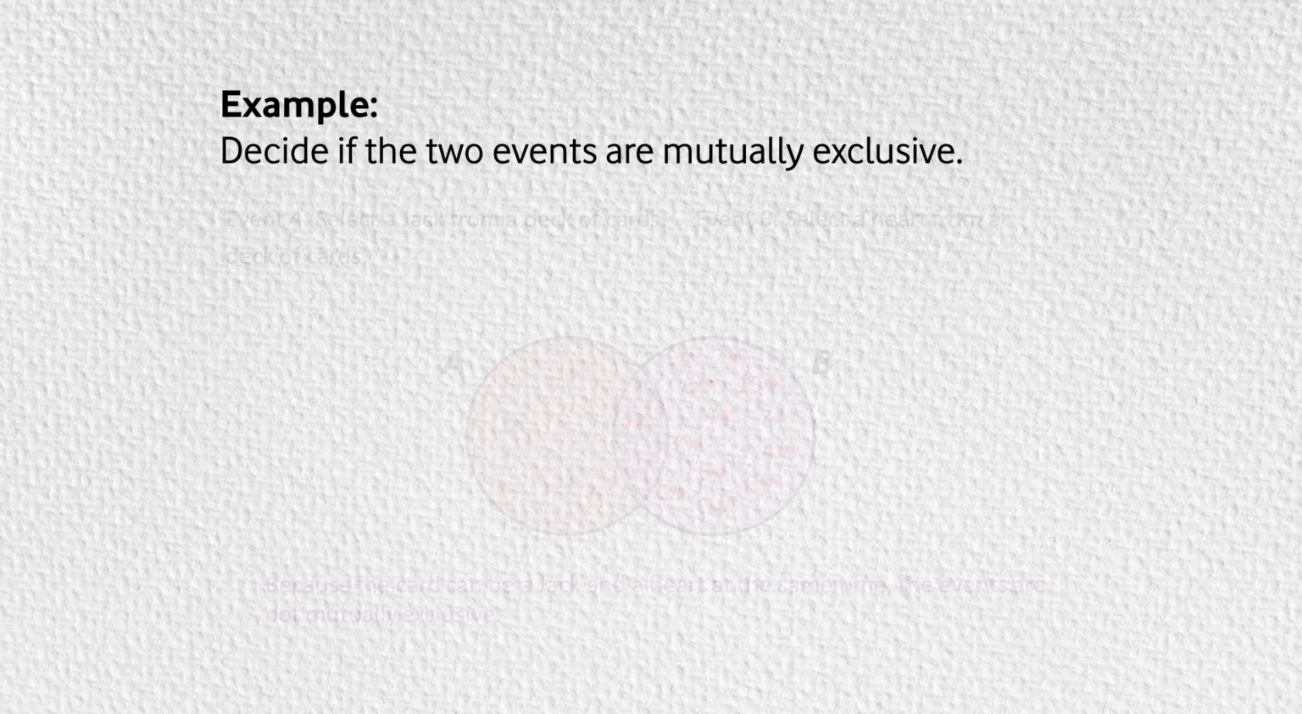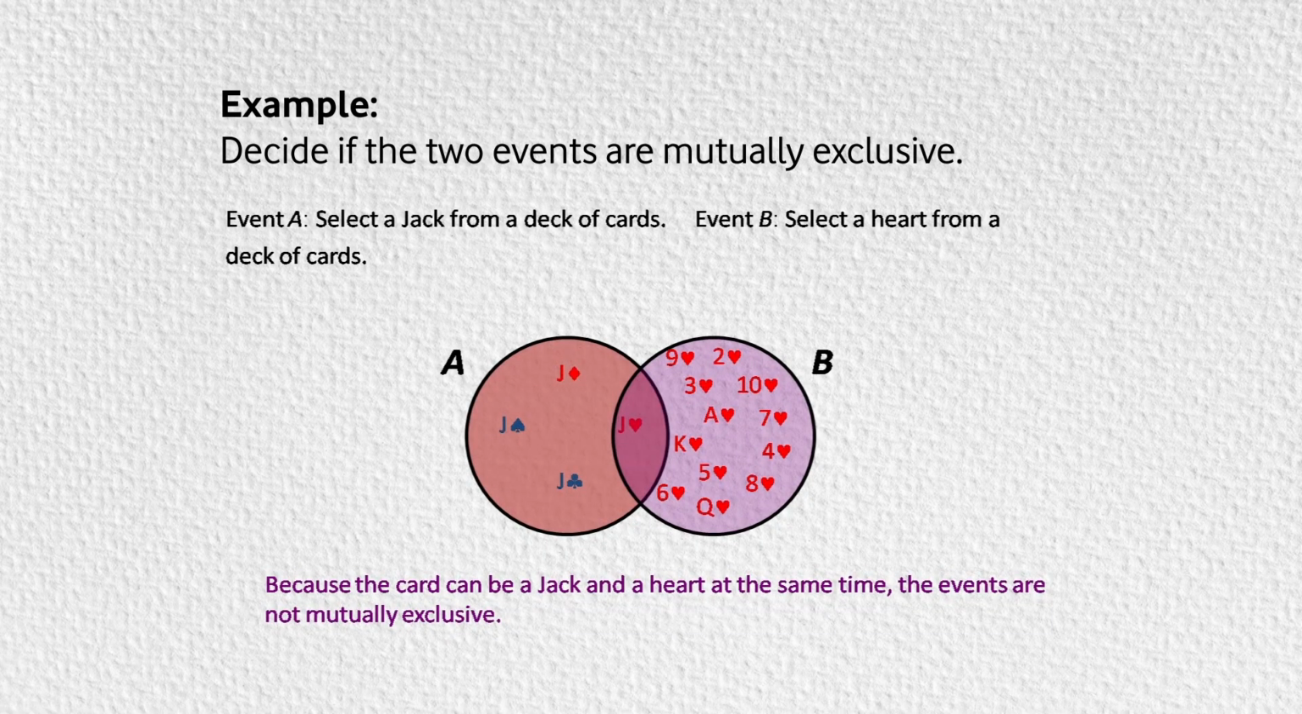Decide if the two events are mutually exclusive. Event A: select a jack from a deck of cards. Event B: select a heart from a deck of cards. Now we have put this in circles, in which A is about selecting a jack and B is about selecting a heart. Because the card can be a jack and a heart at the same time, the events are not mutually exclusive, and this area is the overlapping area.